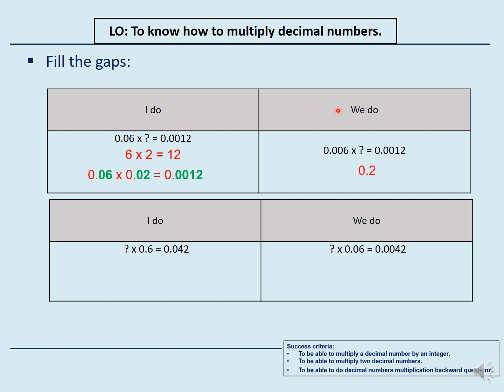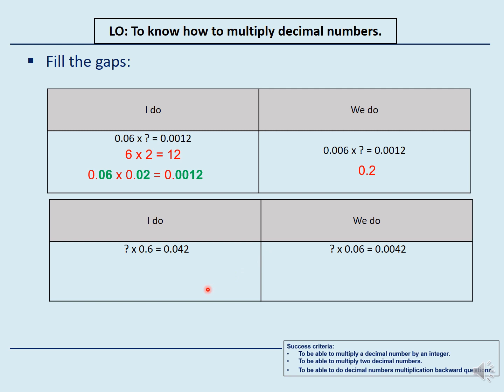Your answer should be 0.2 because the first step was to remove the decimal point. So I have 6, then I have 12. So that number was 2 in here. But then if you look at the number of decimal places, I have 4 there, so I need to have 4 decimal places in the first side as well. I have 3 there, so I need to have 1 more. That's why your last answer is 0.2.